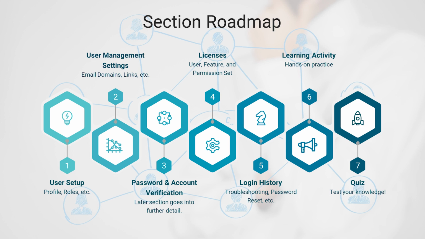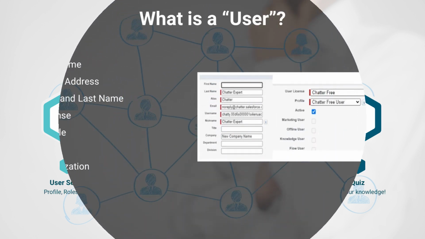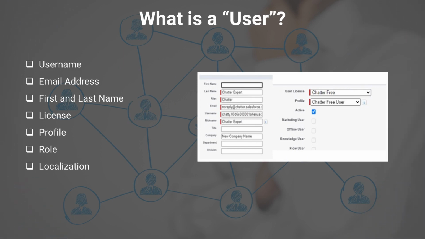So let's start with the basics of user setup. What is a user? A user is anyone who logs into Salesforce. Users are employees at your company, such as sales representatives and managers who need access to the company's records. Every user in Salesforce has a user account. The user account identifies the user, and the user account settings determine what features and records the user can access. Each user account contains at least the following: username, email address, user's first and last name, license.